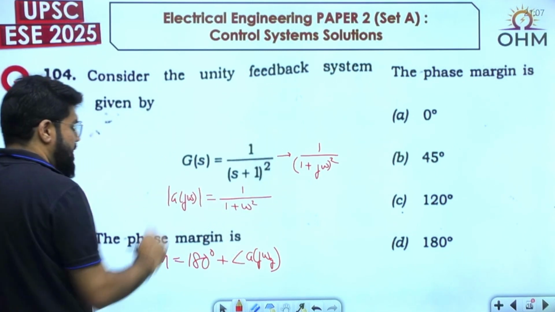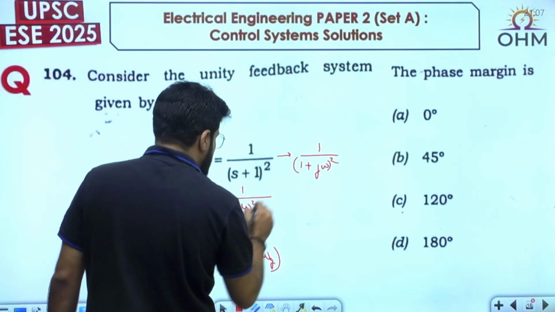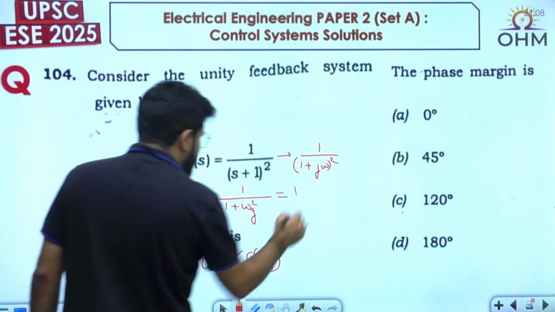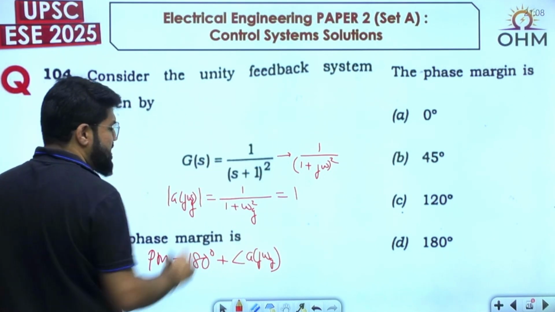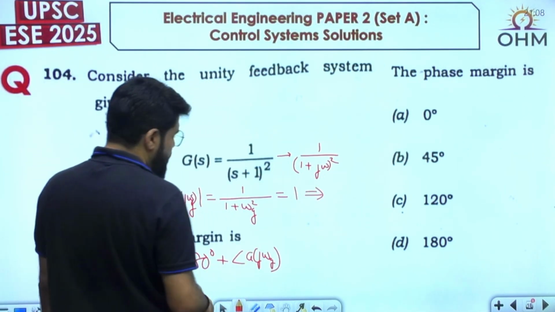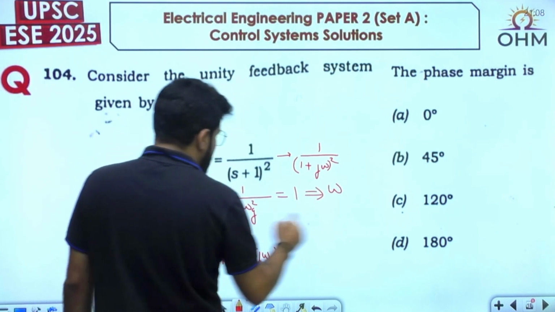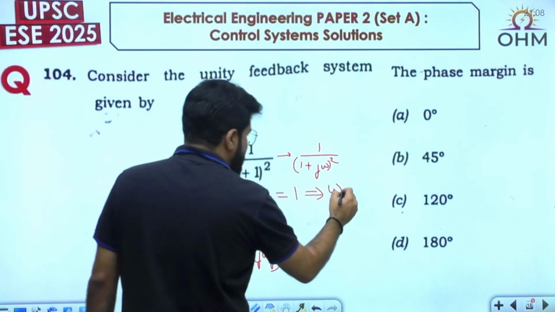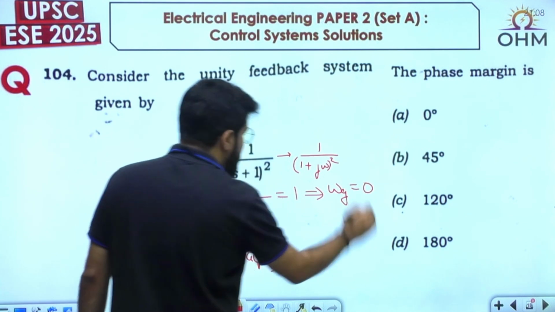1 upon 1 plus omega square, under root and square cancel. The 1 upon 1 plus omega square has to be 1. At omega_G, mod G(j omega_G) is 1. So solving from here, what is omega_G? 1 plus omega_G square is 1. 1 cancels, so omega_G square is 0, omega_G equal to 0.